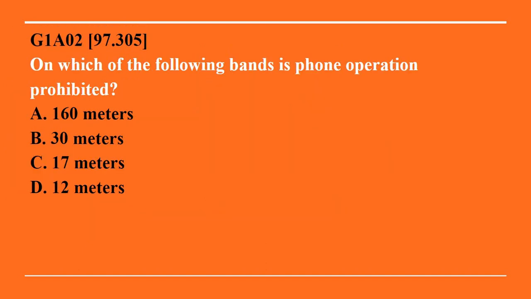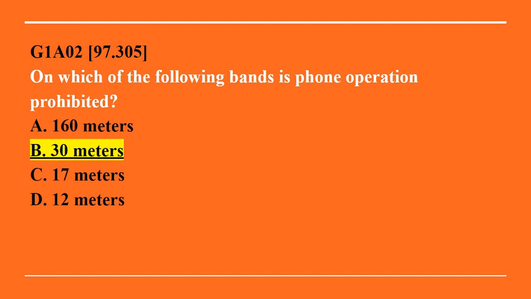Next question, G1A02. On which of the following bands is phone operation prohibited? Not allowed. A. 160 meters, B. 30 meters, C. 17 meters, or D. 12 meters. Correct answer is B. 30 meters.